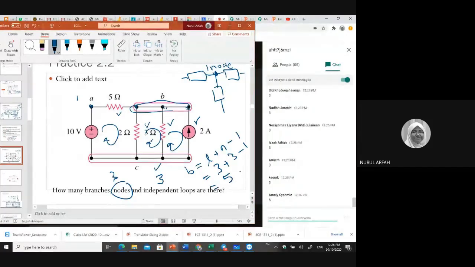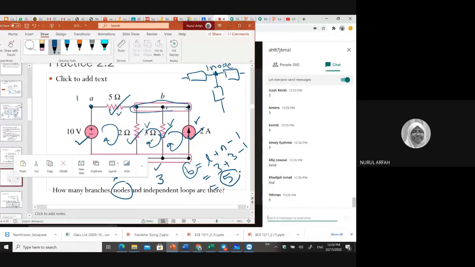Is this right? Or am I wrong? Right, right. I confused myself. So we have 1, 2, 3, 4, 5. 5 elements or 5 branches. So this is correct. Good.